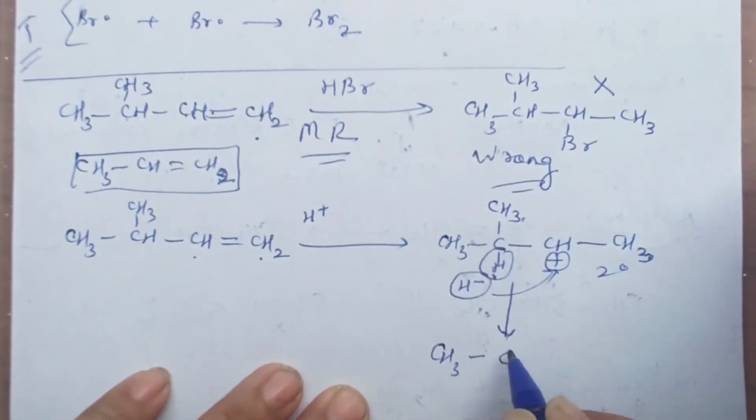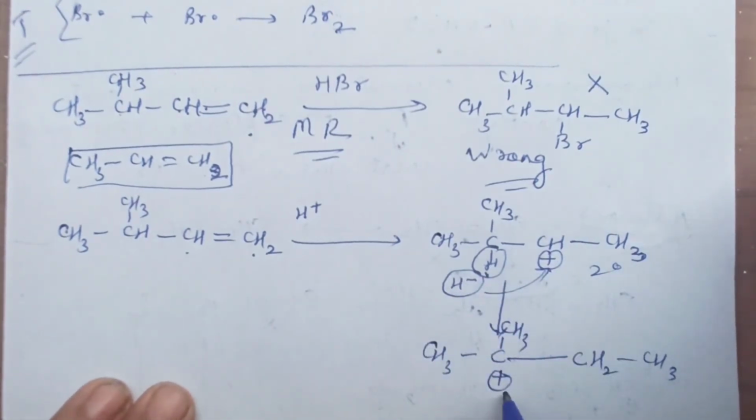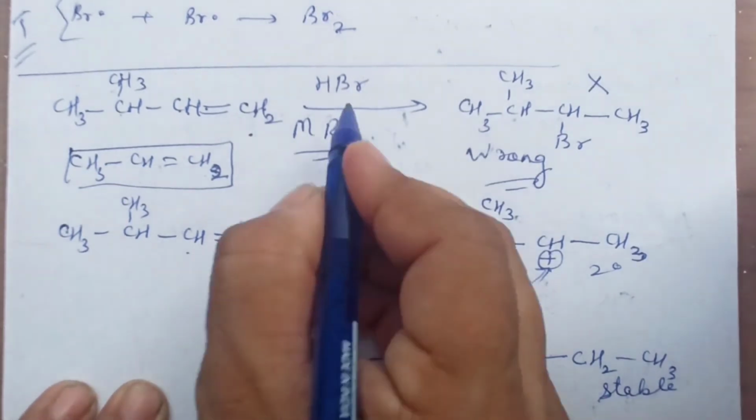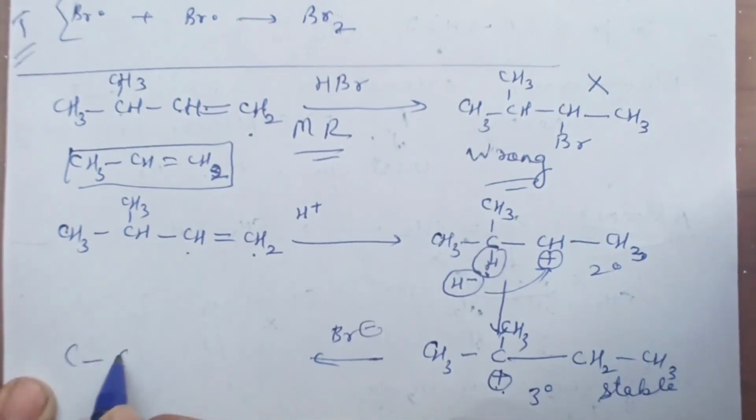You see CH3, C, CH3, here carbon. So when the H has gone here, now this is CH2. This is CH3 and this carbon gets a positive charge. If positive was here, it was a 2 degree carbocation. If positive is here, this is a 3 degree carbocation, which is more stable than the previous one. So this will be preferred. Now in the next step, the Br minus will attack this carbon atom. So we will get Br here, with CH2, CH3, CH3 as such.